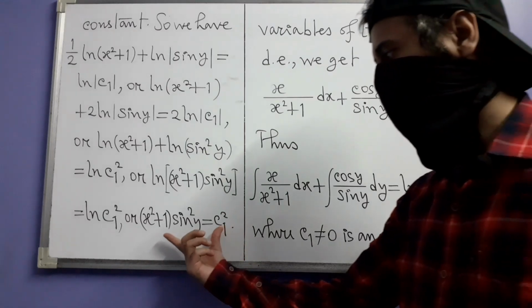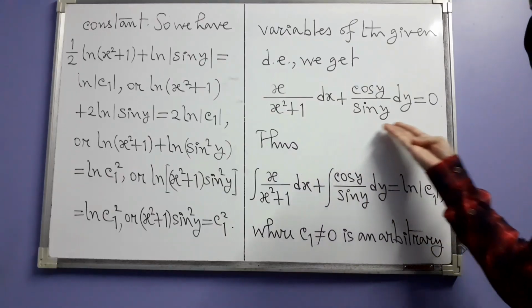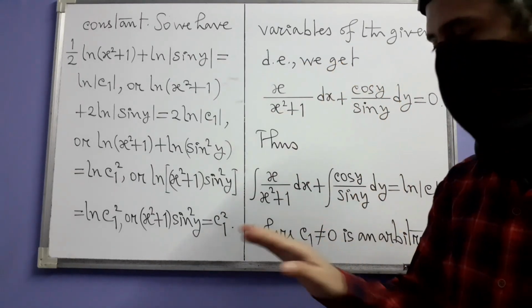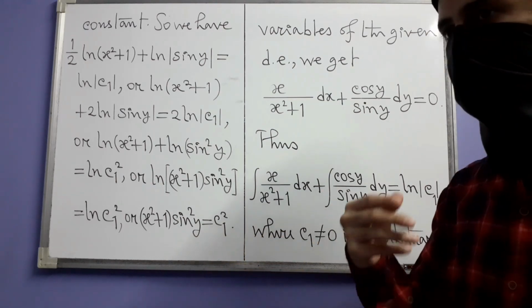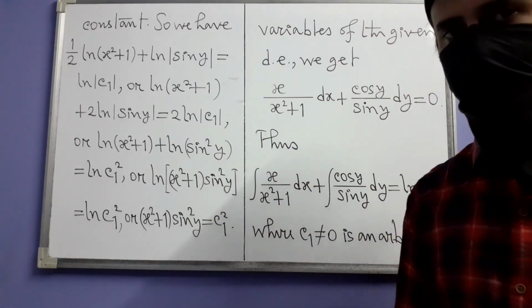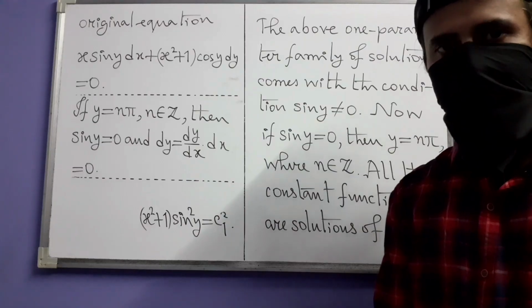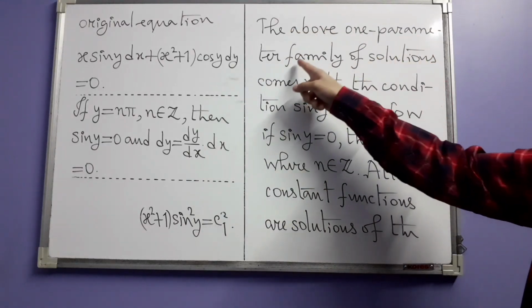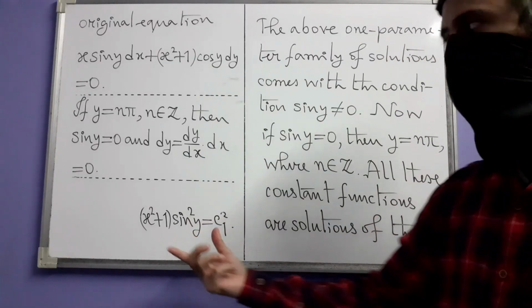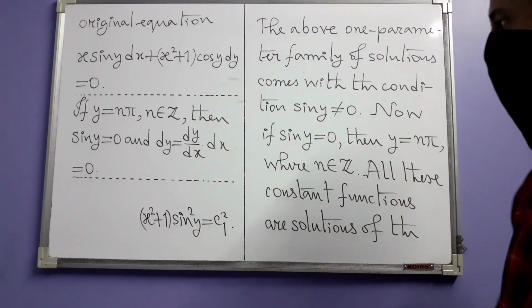So this is a one parameter family of solutions of this equation, not exactly, well, for the original equation also it's the one parameter family, but are we losing something by assuming that sin y is not equal to 0? That is what we are next going to see. So we next write the above one parameter family of solutions. That means this one parameter family of solutions comes with the condition sin y not equal to 0.